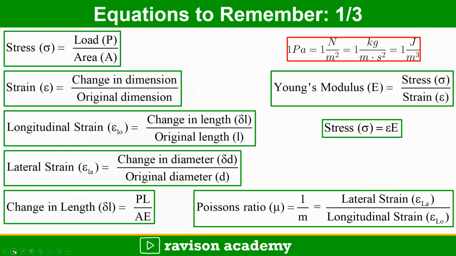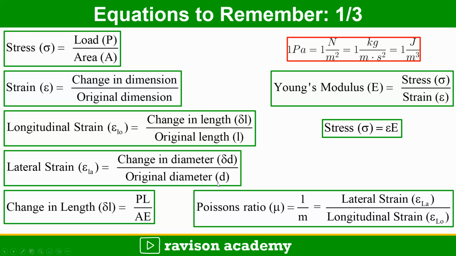These are the equations to remember. Stress is the ratio of load to area. Strain is the ratio of change in dimension to the original dimension. From stress and strain, we can find the Young's modulus. Young's modulus is stress by strain. Longitudinal strain, along the axis, is the change in length to the original length. Lateral strain, transverse to the axis, may be a diameter or breadth or thickness: the ratio of change in diameter to the original diameter.